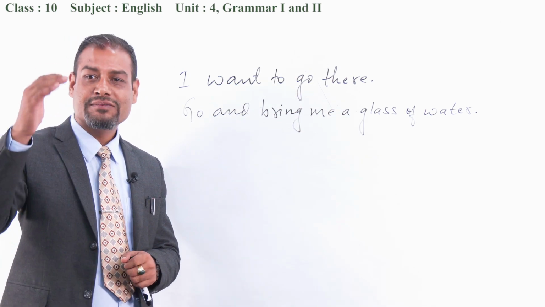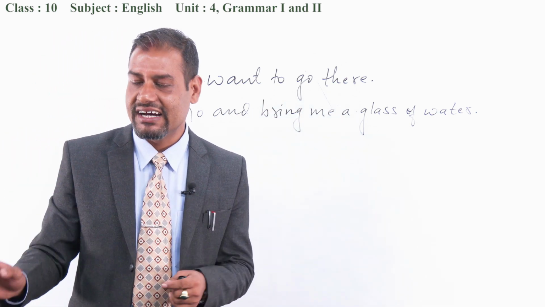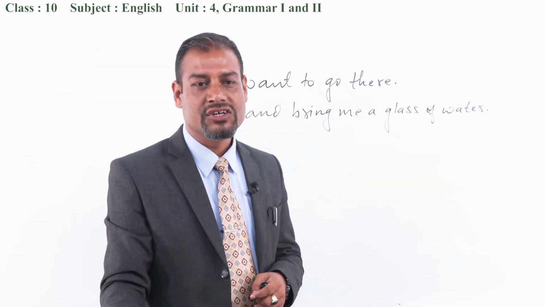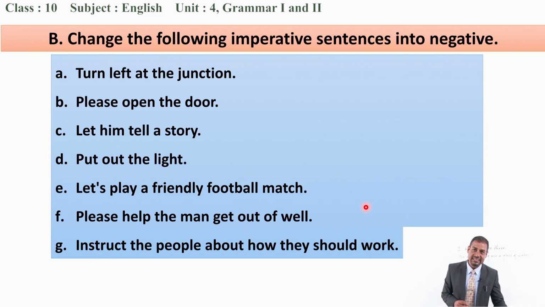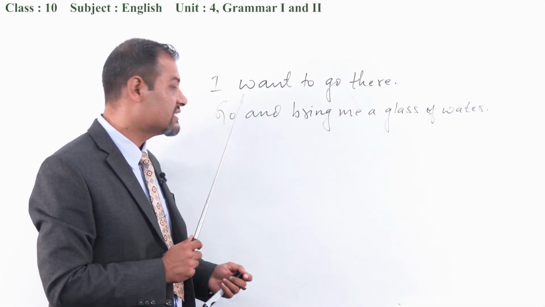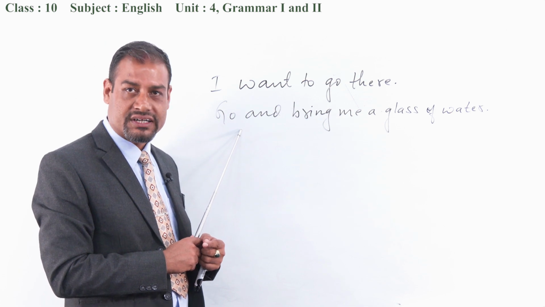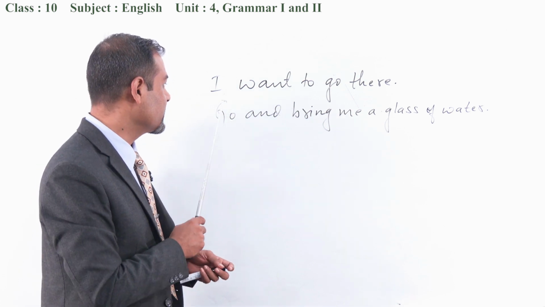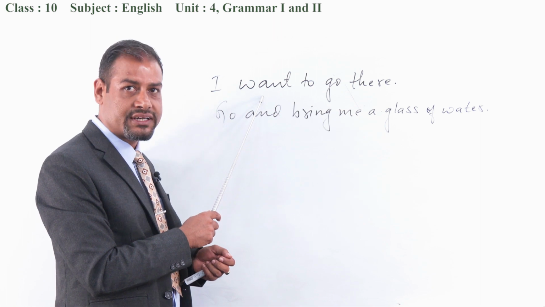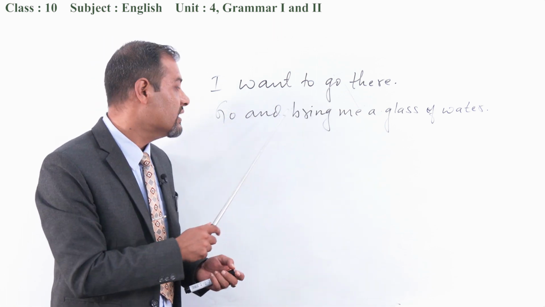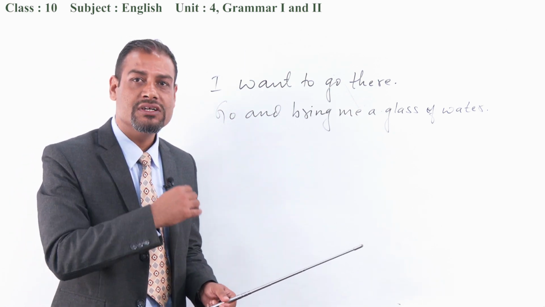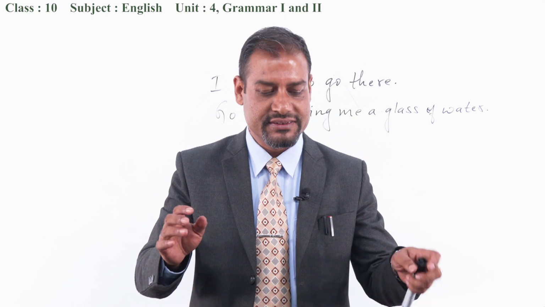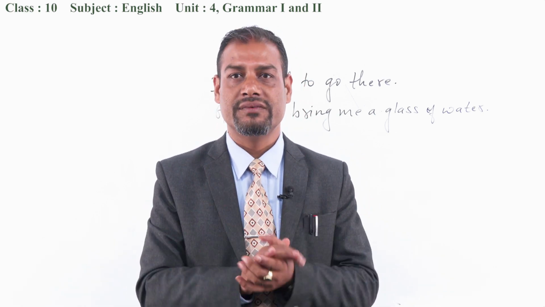Yes, if you have seen our examples or the task in our book: turn left at the junction, please open the door, let him tell a story, put out the light, let's play a friendly football match. Now you can see all the sentences start or begin with a verb. There is no subject here. So from these sentences, you have to understand that imperative sentences always begin with the verb, okay?